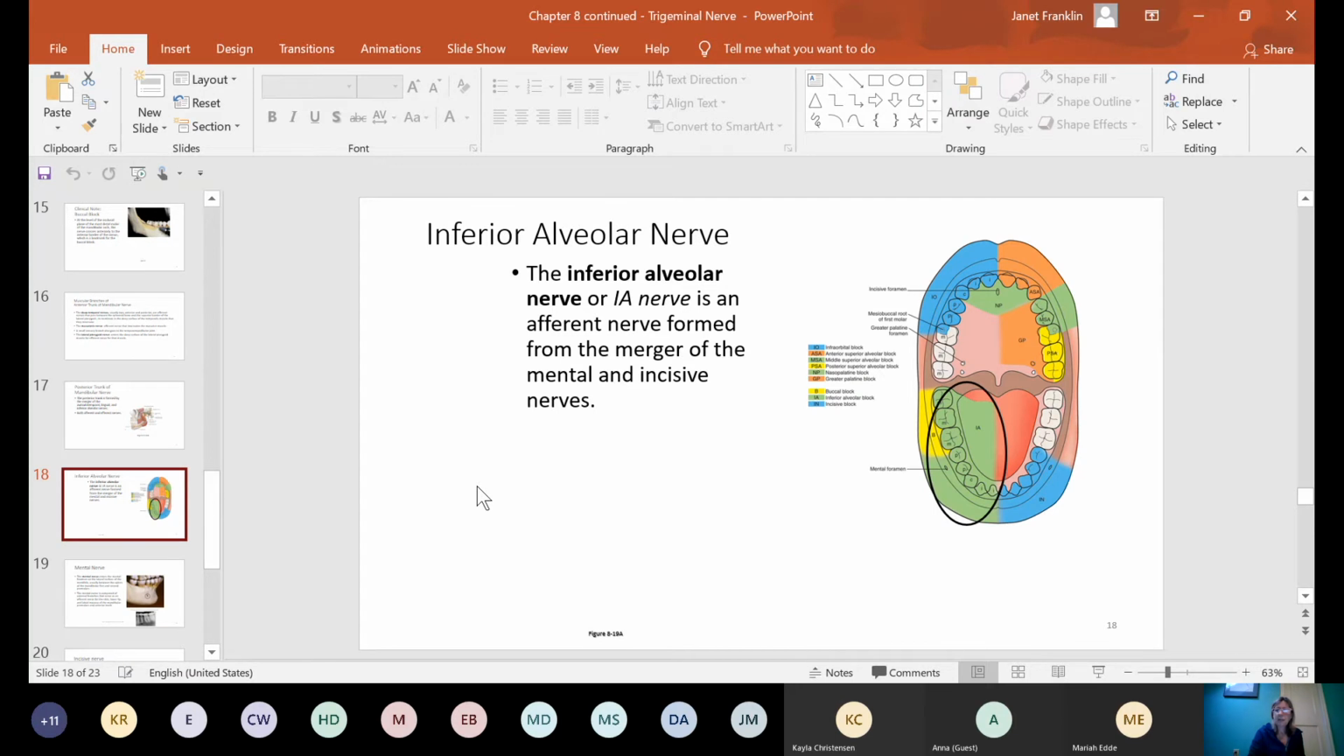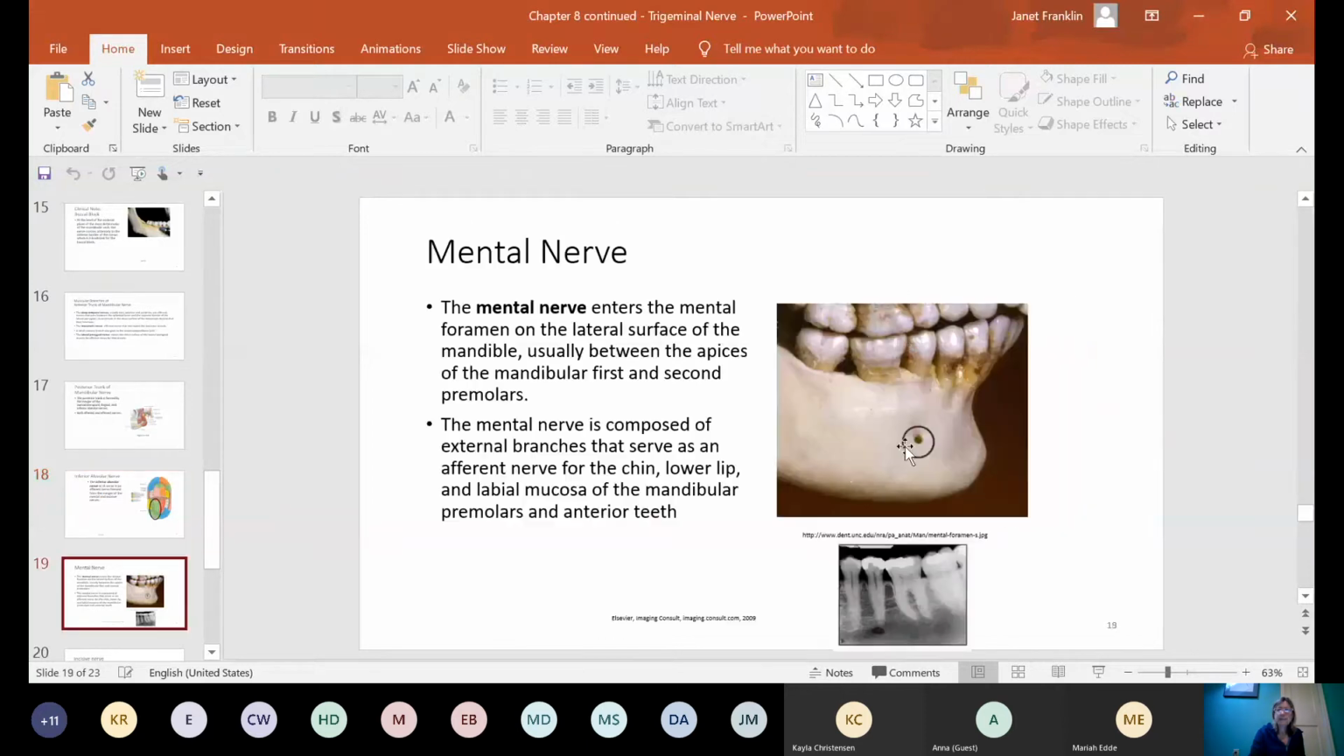And then we've got a picture here of what the IA innervates, this green area. Then we've got the mental nerve that passes through the mental foramen, innervates the lower lip and the chin area. The incisive nerve innervates the dental branches, or in other words, the pulp of the teeth. So the mental would innervate the lip and the soft tissue. The incisive innervates the pulp of the teeth.